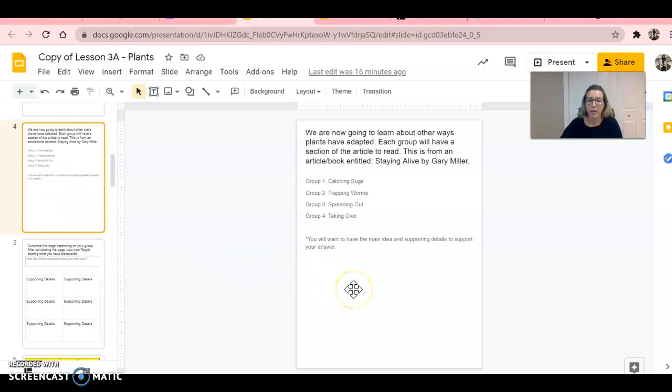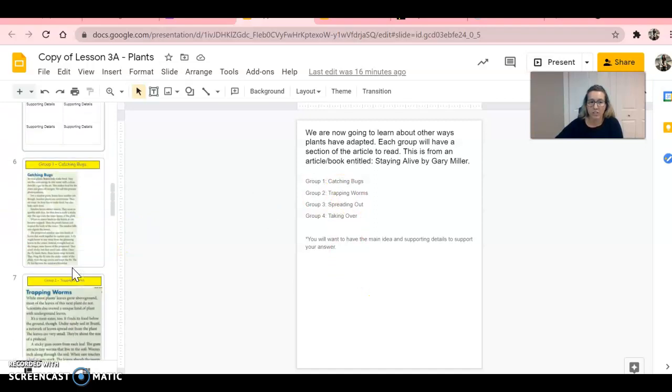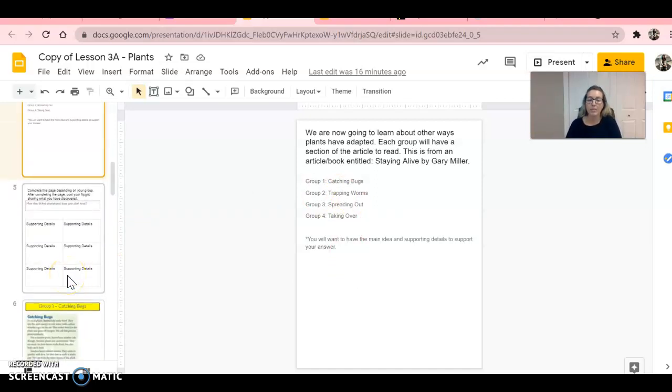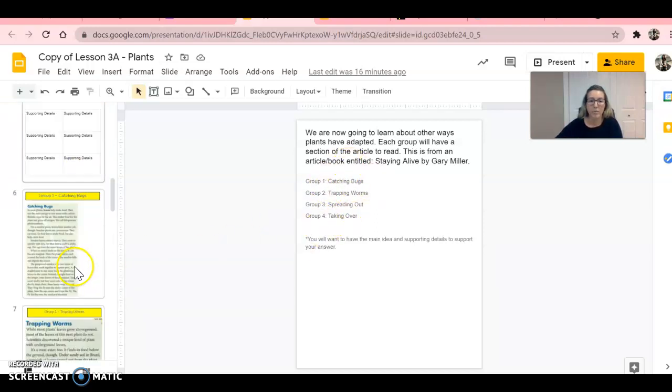So today you are going to be divided into 4 different groups. Based on your group, you are going to read one of the following articles, and then you are going to tell us about the main idea and evidence. For starters, group 1 is going to be reading Catching Bugs, group 2 is going to be reading Trapping Worms, group 3 is going to be reading Spreading Out, and group 4 is going to be reading Taking Over.